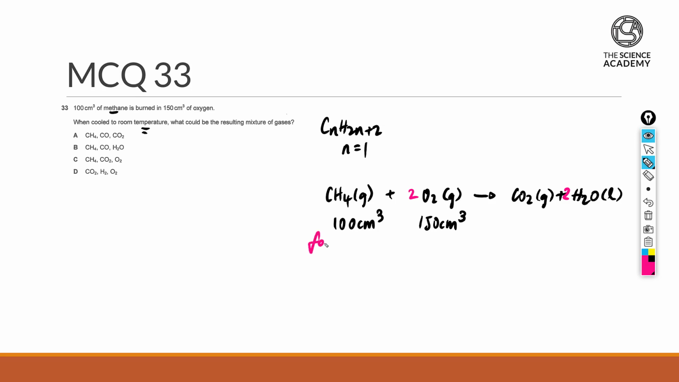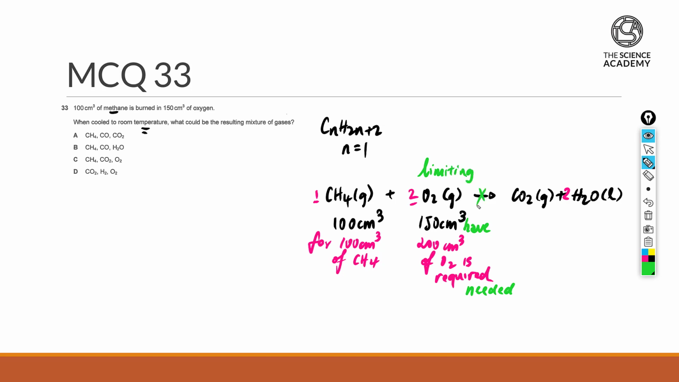So for 100 cm3 of methane, based on the ratio of 1:2, it means that 200 cm3 of oxygen is required. Now you can see over here that the 150 cm3 of oxygen that we have is much less than the 200 cm3 needed, telling us that oxygen was actually limiting. And if it was limiting, we should not be expecting the products of a complete combustion, but rather the products of an incomplete combustion.